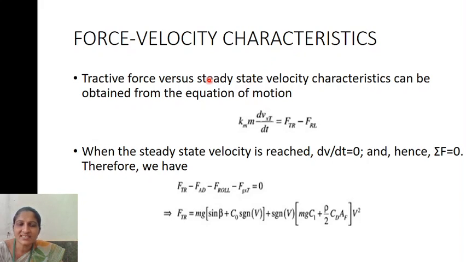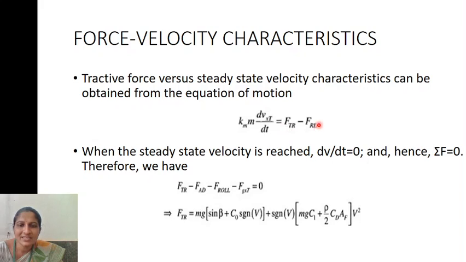Next, force velocity characteristics. Force velocity characteristics is nothing but the graph drawn between the force and velocity. First we need to know the equation of force and then the equation of velocity. We know that the equation of force is given by the dynamics equation, that is K_m into M into dVx(t)/dt equal to F_TR minus F_RL. And we know that at steady state the acceleration reaches 0, so dv/dt is equal to 0. Then the only term is F_TR minus F_RL.